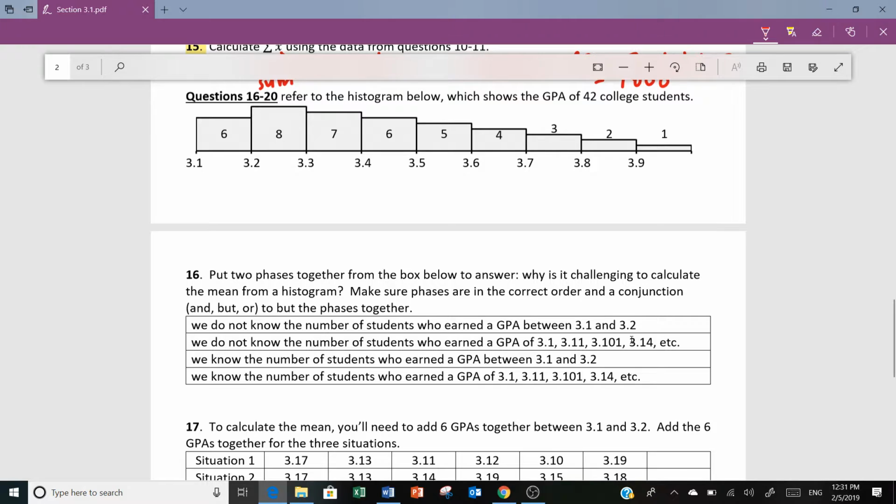Okay, so what you're going to do is you're going to take two of these phrases from the boxes and you're going to put them together with a conjunction here. So an example is, let's say you pick the first two phrases, and you have, we do not know the number of students who earned a GPA between 3.1 and 3.2, and you chose and you do not know the number of students who earned a GPA of 3.1, 3.11, 3.101, 3.14, etc. So put two of those together and use an and, but, or in the middle. Okay, groups of two.